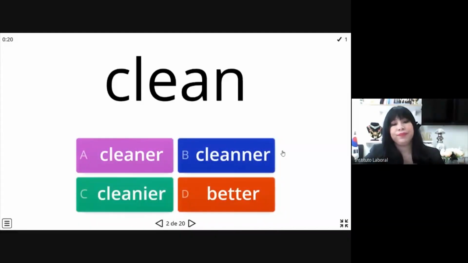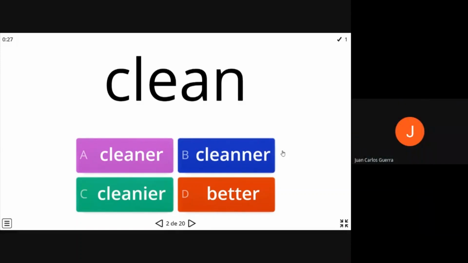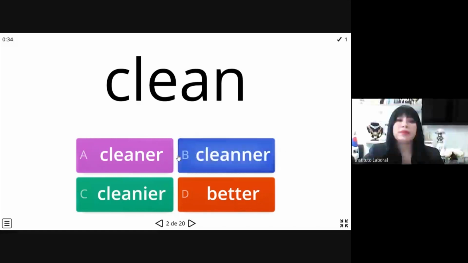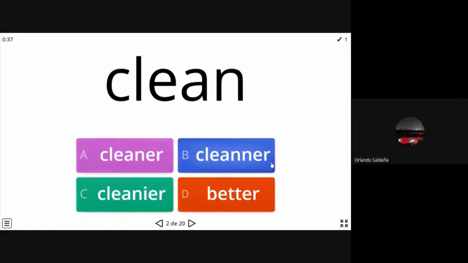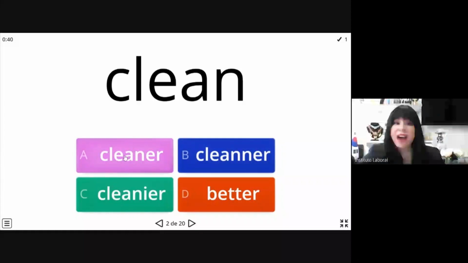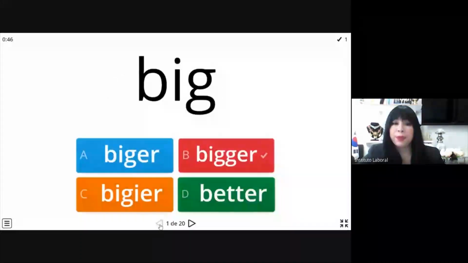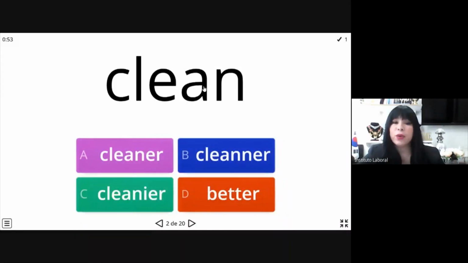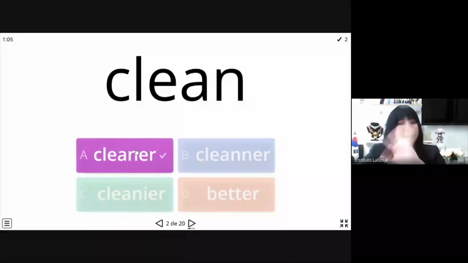Excellent, very good. Clean. The adjective is clean. A or B? B. Okay. How many vowels do we have in clean? One, two. In the previous one, big, only one vowel, you double the consonant. What happened in clean? You have two vowels. So what is the correct answer? A. Cleaner. You don't have to double the consonant.